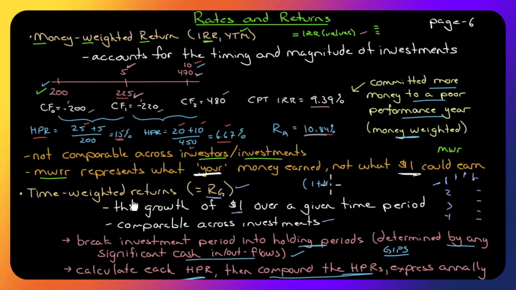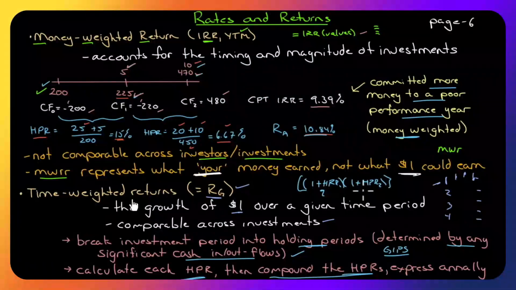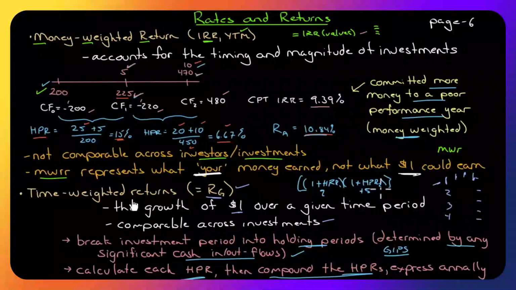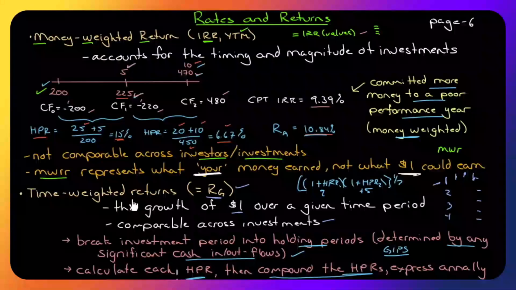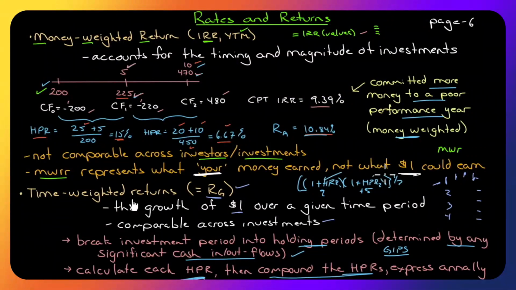1 plus holding period return 1 multiplied by 1 plus holding period return 2. And let's say that that's all there was, and let's say this was 9 months and this was 15 months. Well, there's 24 months, that's 2 years. 1 over 2 will give it to you annualized. Calculate each HPR, compound the HPRs, then express it annually.